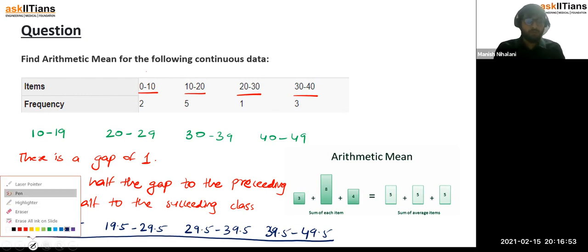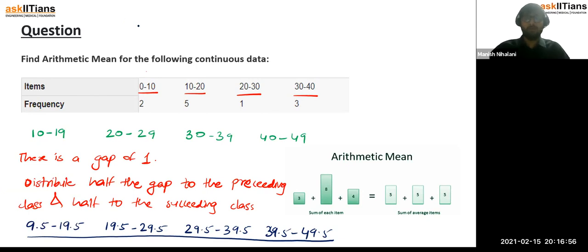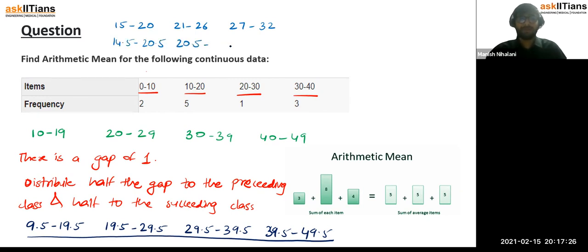Now for those who want one more example, I am sure a few of you will need one more. If I give you 15 to 20, 21 to 26, 27 to 32, and I ask you to make it continuous, you would distribute 0.5 to this and 0.5 to the other one. So this would become 14.5 to 20.5, right? And this would be 20.5 to 26.5, and this would be 26.5 to 32.5. So in all the cases you make it a continuous distribution.